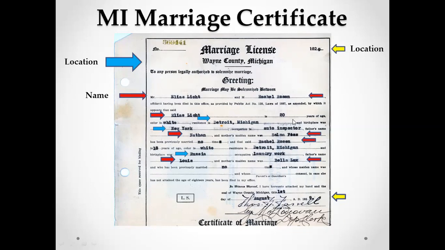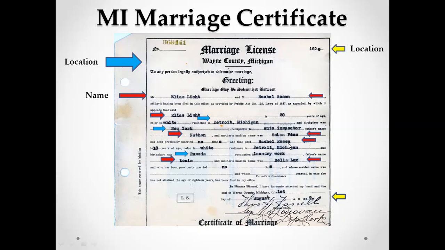So Elias is 20 years old, and that's his name again. It has color, Detroit, Michigan, and it says his birthplace was New York. Occupation, auto inspector. Father's name, Nathan. Heard that one before. Mother's maiden name was Selma Foss. And again, it has her maiden name. He was not married before.